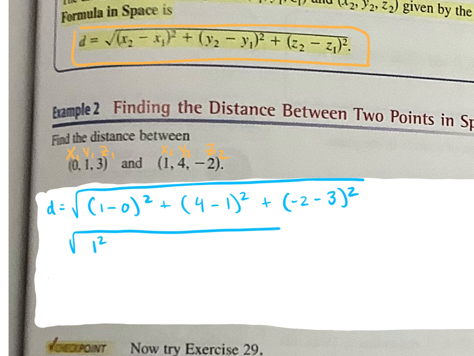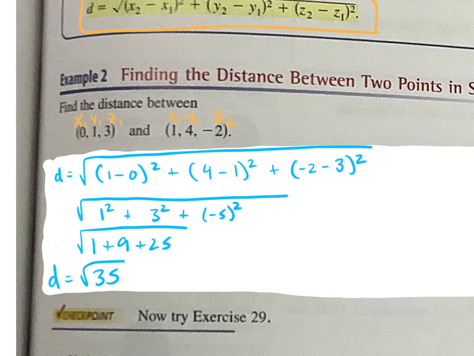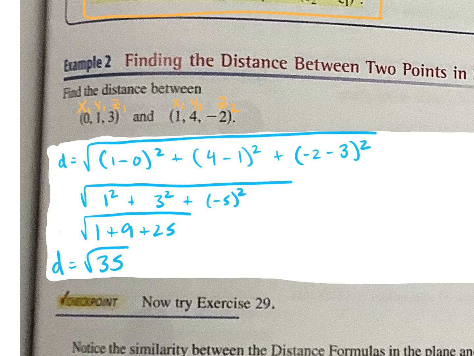So here we have 1 squared plus 3 squared plus -5 squared. So we get the square root of 35. Can I simplify that? Nope. 2 factors of 35 would be 5 and 7. Doesn't break down anymore. Don't have any pairs. It's just the square root of 35. That would be our distance.